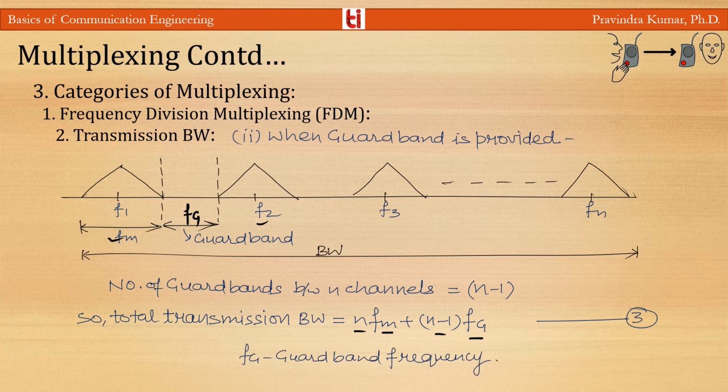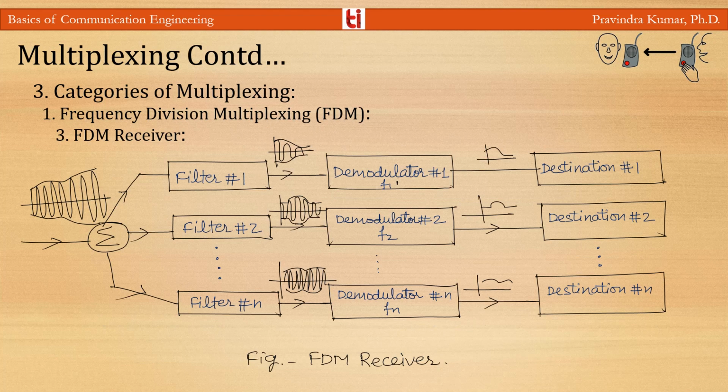And at the receiver, the different signals f1, f2, fn are received, and with the help of a demodulator with the carrier frequencies f1, f2 to fn, they are separated out. So here we get different frequency bands. They are filtered out and then sent to the different destinations.